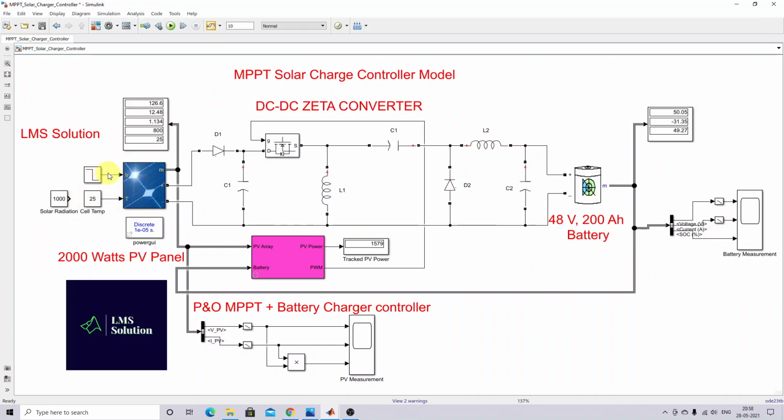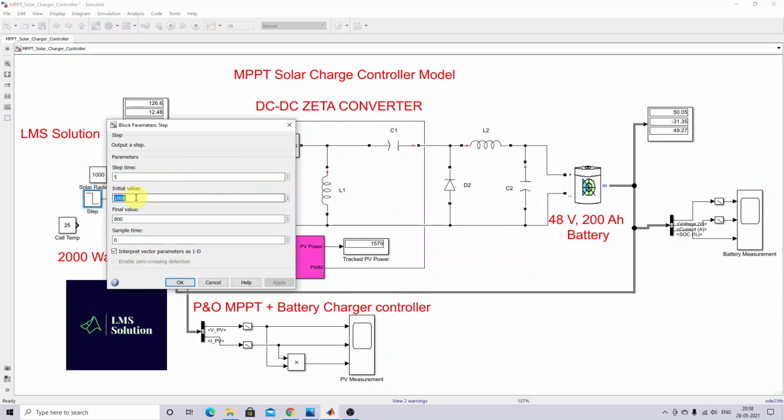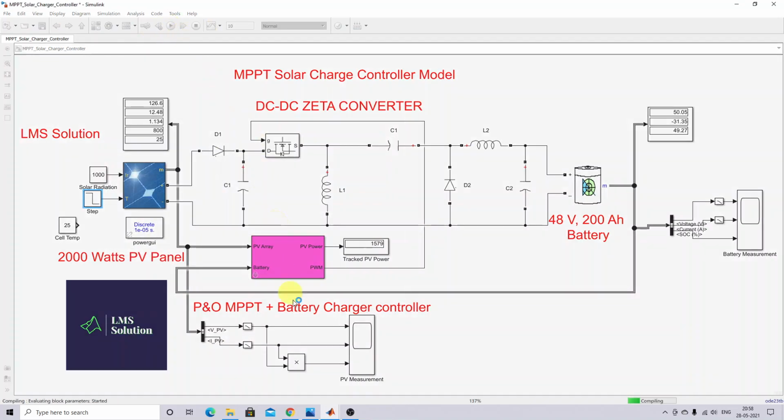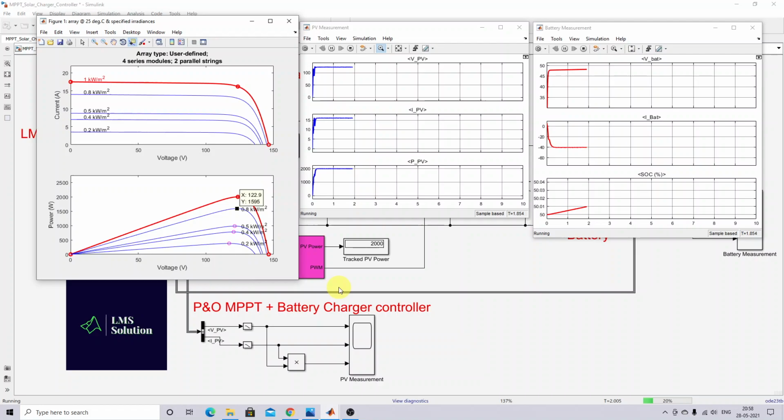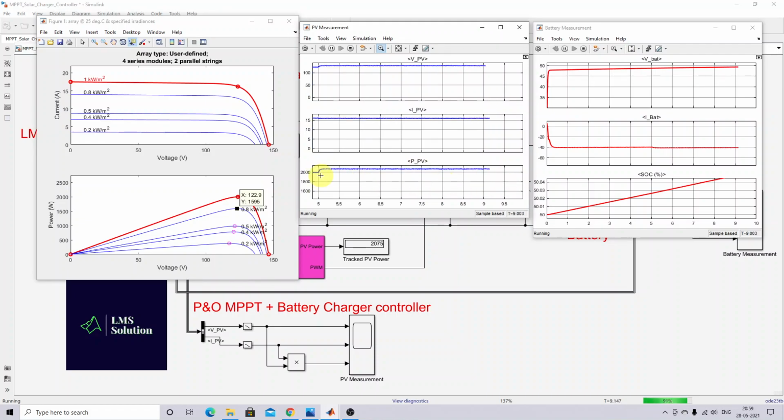And also you can check the same response for a change in temperature. So here I'm going to use a change in temperature. Initially I'm going to make the temperature 25 degrees Celsius, and then I'm going to change the temperature to 15 degrees. After 5 seconds, the change will occur in the system. Here the irradiation is fixed at 1000 watts per meter square, but the temperature is changed from 25 degrees Celsius to 15 degrees Celsius. So because of the change in temperature, if the temperature is reduced, the maximum power extraction is going to increase here, right? You can see that variation.